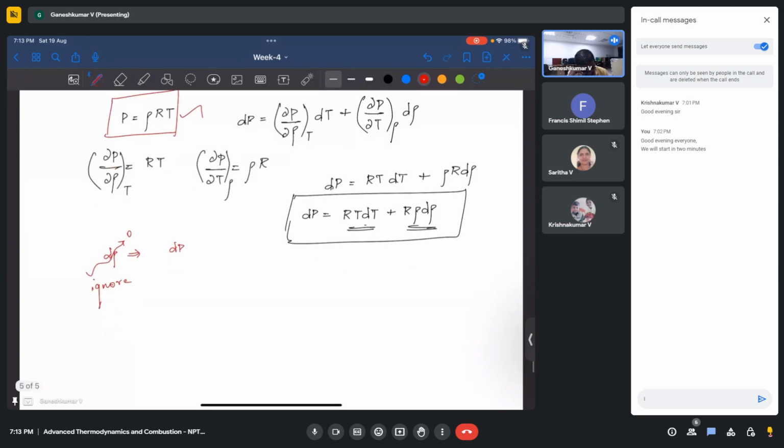Right. So let's say if you write dp by dT, it is going to depend on R and rho, right? So it is dependent on density. Similarly, dp by d rho, keeping temperature constant, it is going to depend on R and T, right? So let's say if this is constant, then it is a weak function, right? But here it is not constant. Here it directly depends on temperature, right?